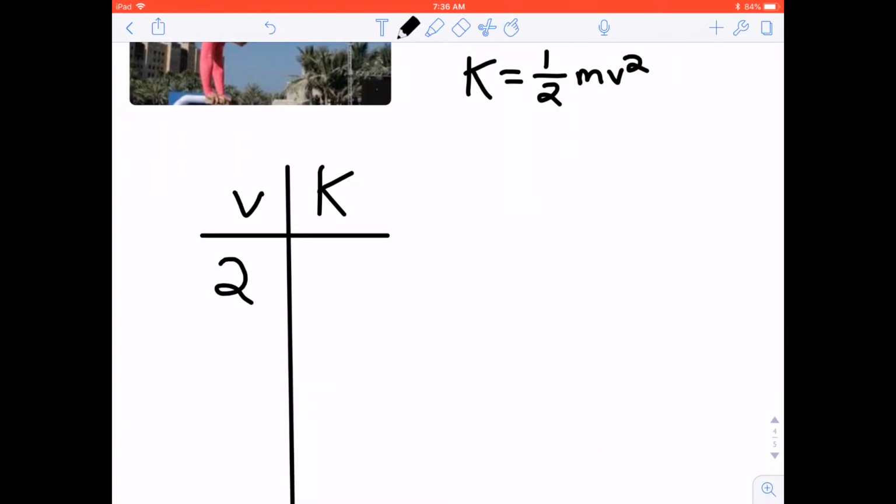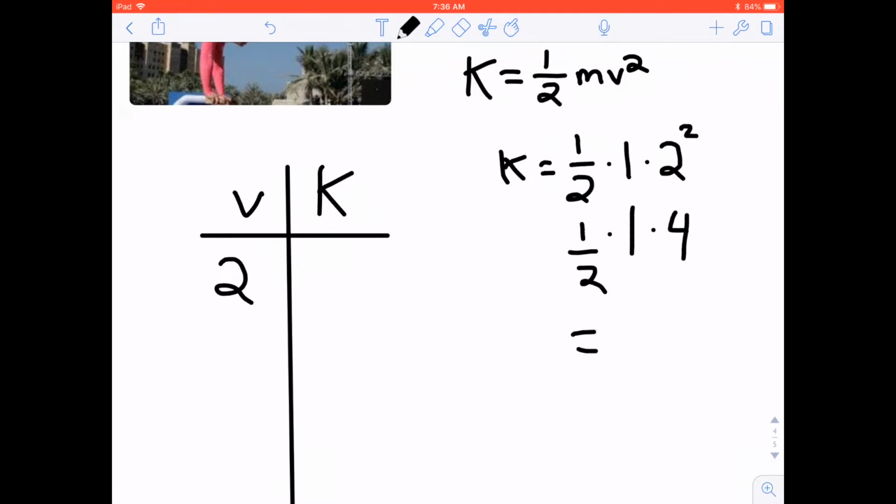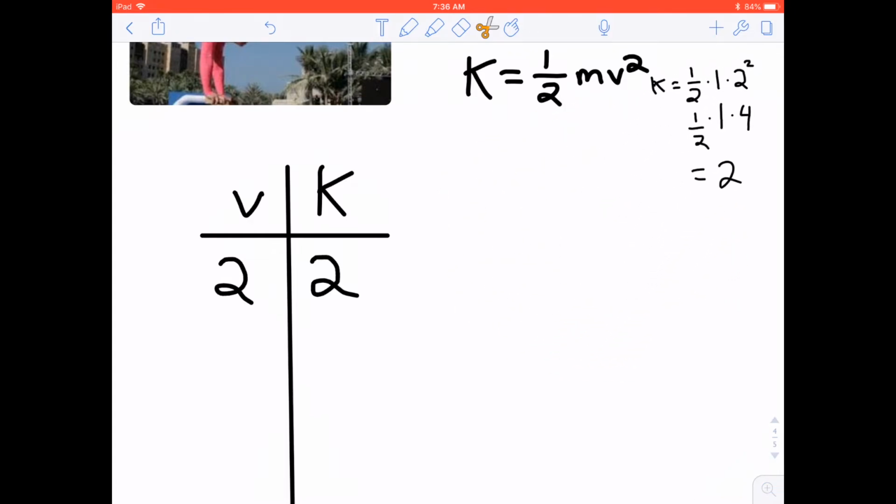So if we know that K equals 1/2 mv squared, we know that K equals 1/2 times the mass, which was 1, times the velocity, which was 2, and we're going to square it. Now if I solve 4 times 1 times 1/2, I get 2. So I would fill in that. Let's just make this smaller, put it there, because I'm going to do another calculation.